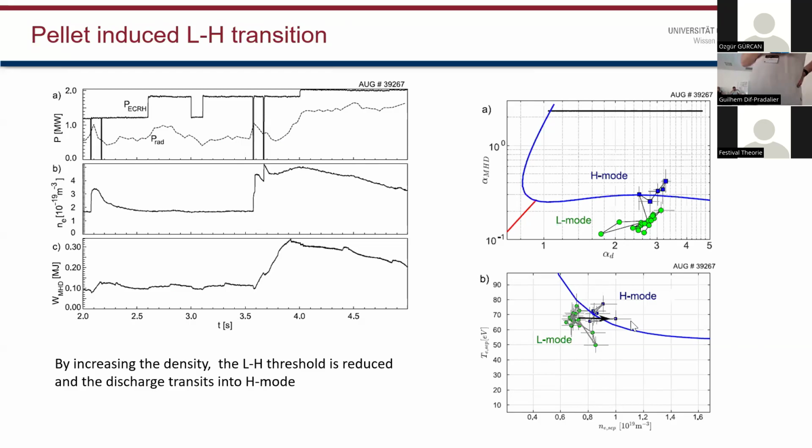And so, of course, in the low density regime, the density increase triggers an LH transition just because your LH transition power threshold goes down. And this is then the reason. It's very, very easy, in fact, to understand if you do this, but you cannot understand this in the alpha MHD diagram because it's just too abstract to understand how the LH power threshold is changing in alpha MHD, alpha D.